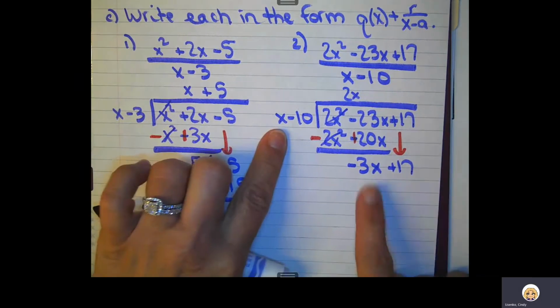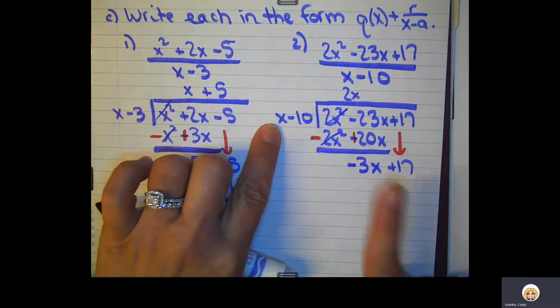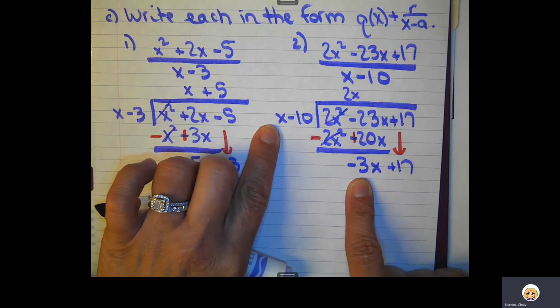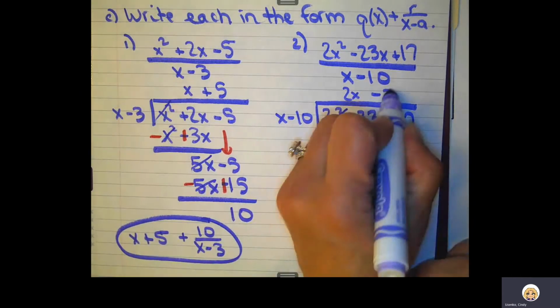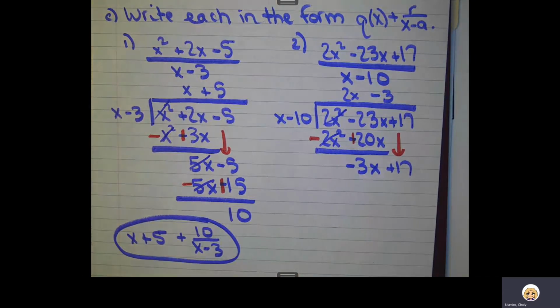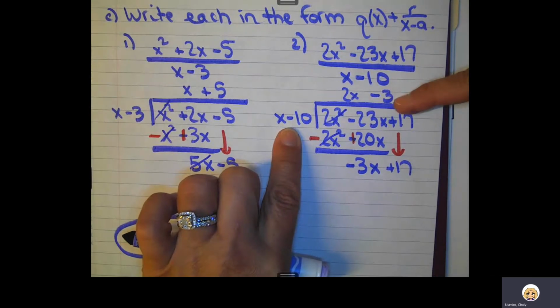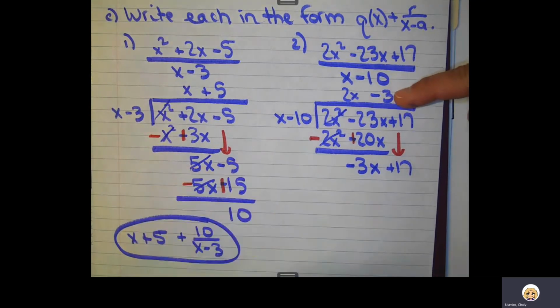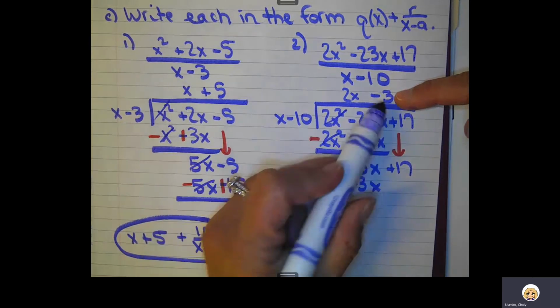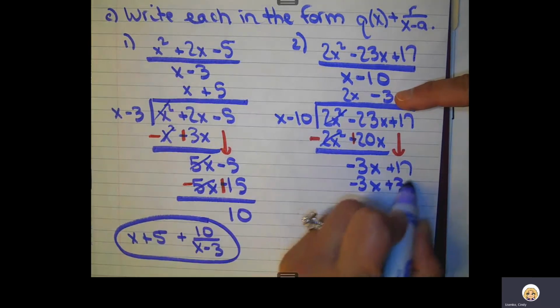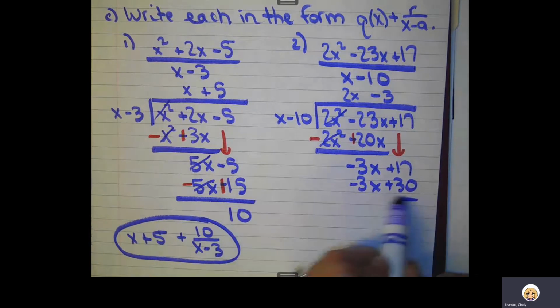I compare the first two terms. X times what gives us negative 3x? That would be a negative 3, so I'm going to put minus 3 at the top. Now what do we do? We're going to multiply this x minus 10 by negative 3. So negative 3 times x is negative 3x. They match, which is what we want. Negative 10 times negative 3 is a positive 30. They don't have to match.